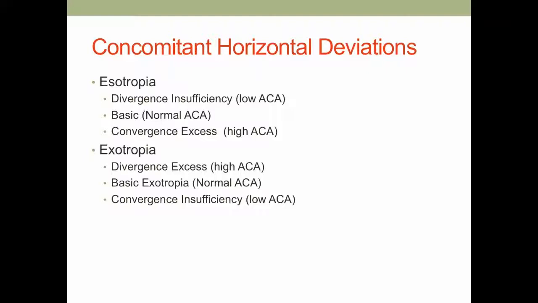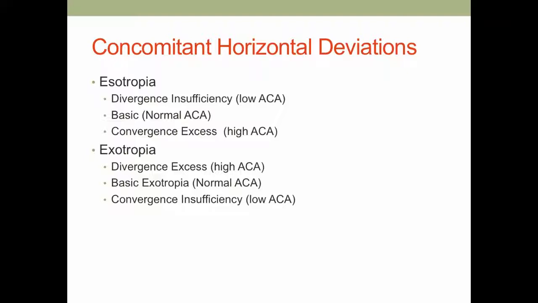This can be broken down via AC/A ratio by esotropia, exotropia for the horizontal ones, and that includes divergence insufficiency where the AC/A is low. We have a large eso, or a larger eso at distance than we do at near. Thus, plus lenses are going to have a minimal effect. Basic, where there's a normal AC/A, the deviation of eso is similar at both distance and near. And convergence excess, where the AC/A is high, and that the plus lenses will have a major impact at near.